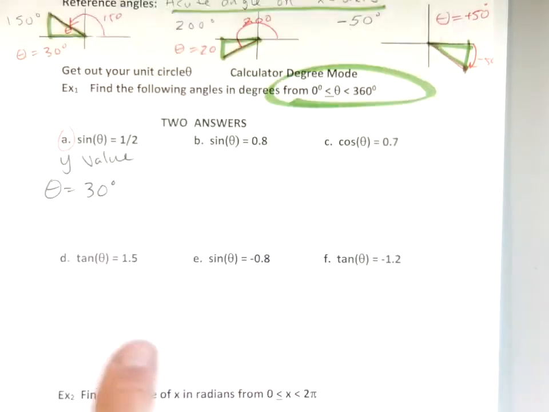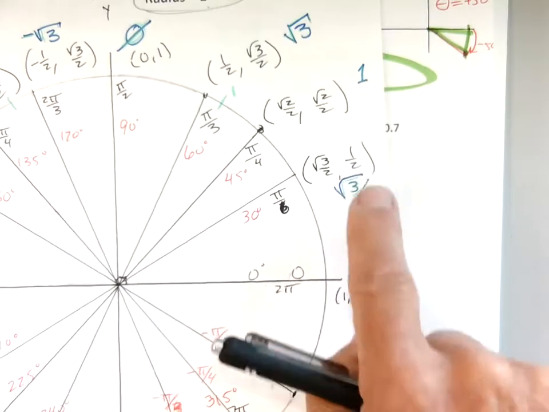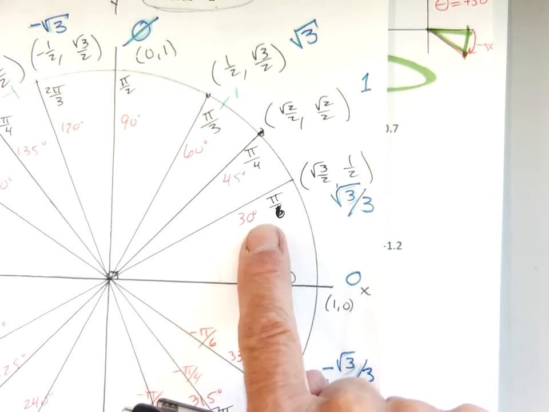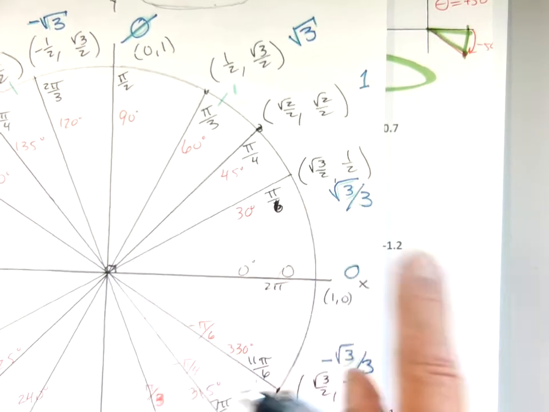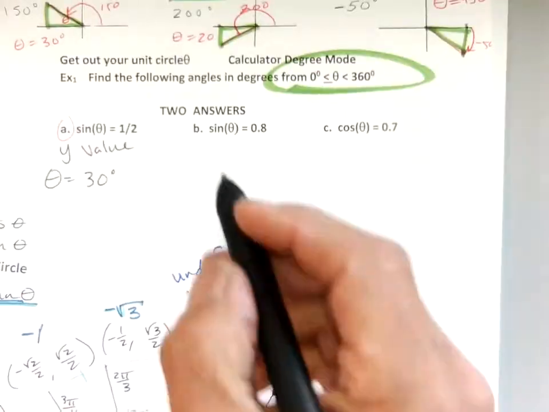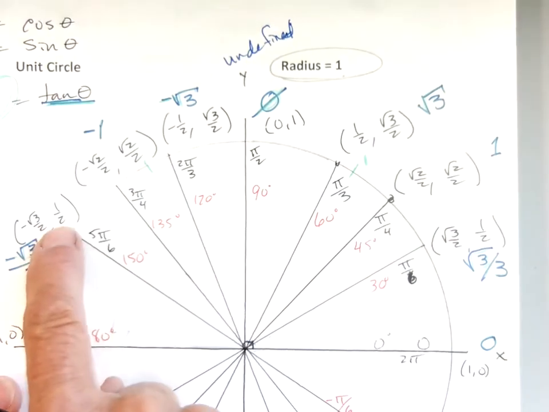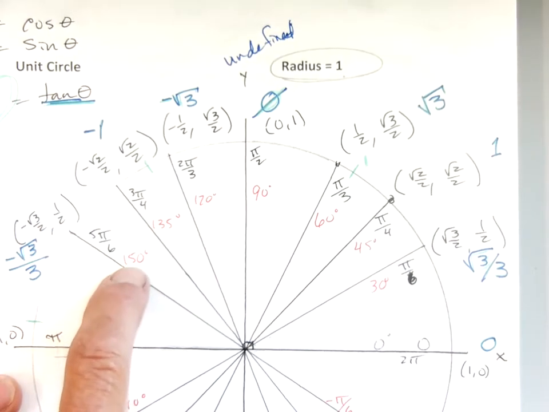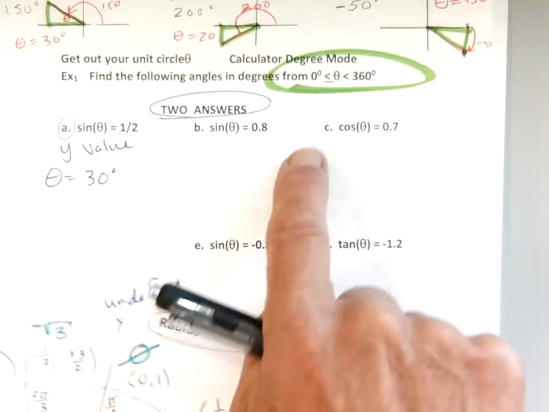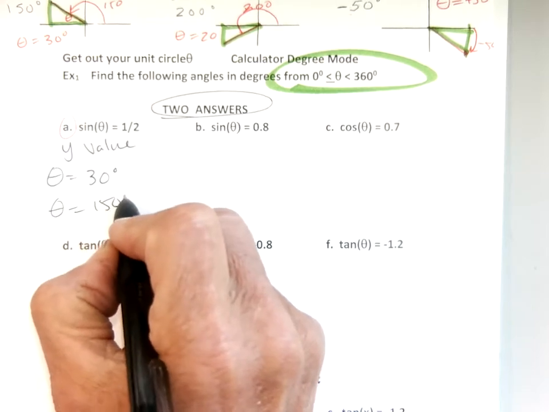I mean, it's the y value of 1/2, 30 degrees, okay? But there's another one. So there's another y value of 1/2. And so I say two answers, and sure enough, there's another y value of 1/2, a height of 1/2, which is the 150 degrees. Now, because we can go from 0 to 360, theta is also 150 degrees, okay?